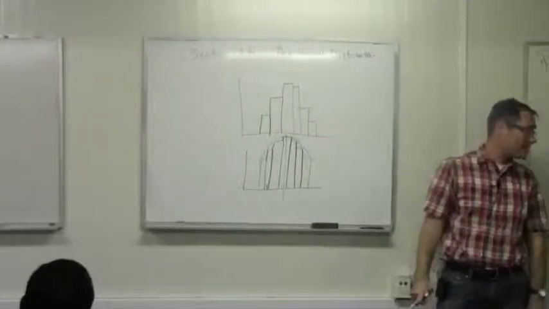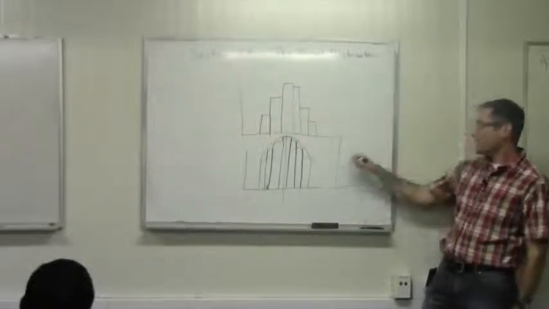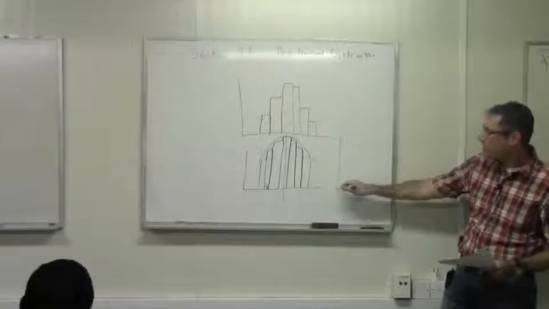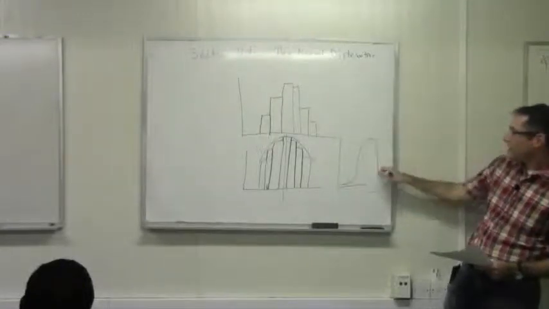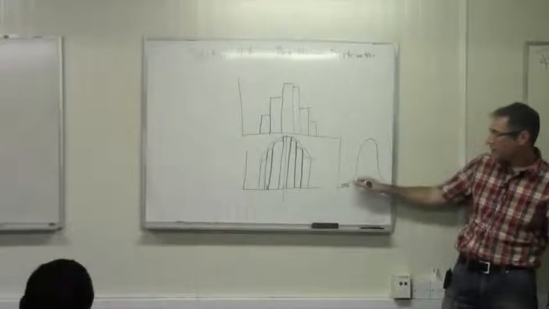And if you did, instead of 1,000 men, 100,000, you'd end up getting tiny little bars, and you'd end up getting something that looked more like a nice curve like that. You could have individual bars in there.